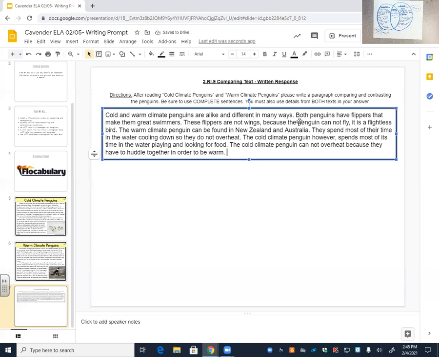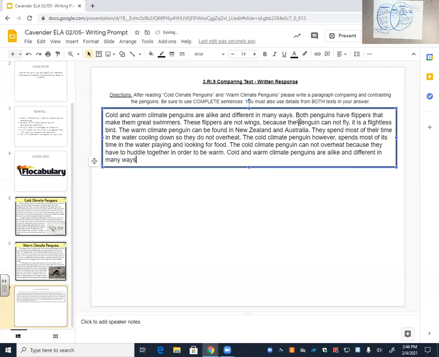But now, since I have my introduction sentence, and I gave a bunch of information from the text, I need to now write a closing sentence. A closing sentence is where we wrap up all of our thoughts about what we just compared and contrasted. So I'm going to say: cold and warm climate penguins are alike and different in many ways, but both birds are very unique to their own area.